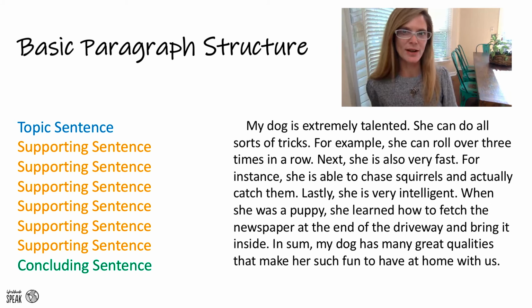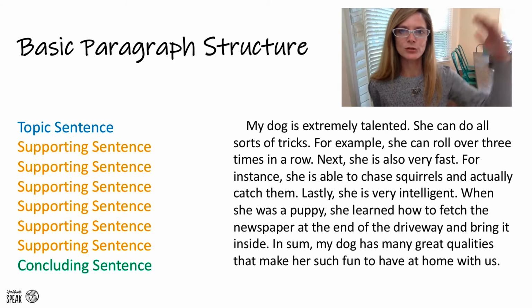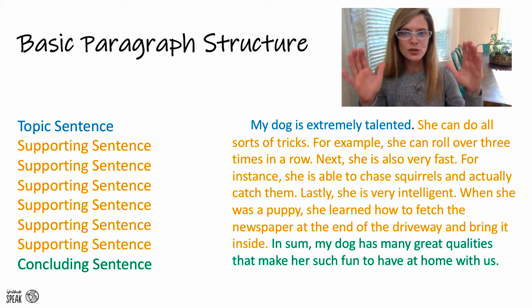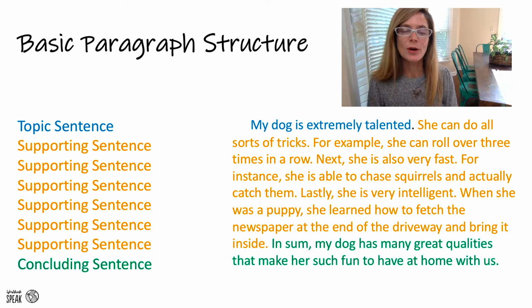Now, let's say we take this basic paragraph structure, topic sentence, supporting sentences, and concluding sentence, and we apply it to the paragraph that I wrote. Remember the paragraph about my dog who is so talented. If we're looking at this paragraph and applying the structure, it looks like this. Topic sentence: my dog is extremely talented, and that's in blue. And then all of the supporting sentences are in orange. And then the last sentence of the paragraph is the concluding sentence. This is your basic paragraph structure. And hopefully this will help you visually to see how we structure this when we write in English. We have the topic sentence, the supporting sentences, and then a concluding sentence.